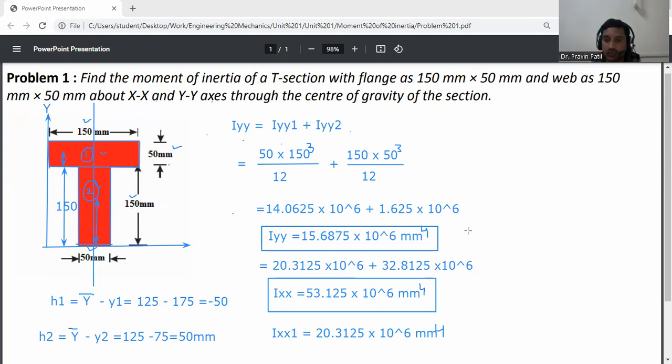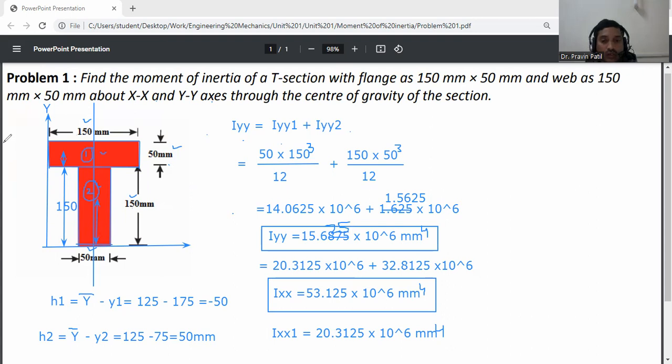I will first check 150 into 50 cube divided by 12. Sorry, this answer is actually 1.5625 into 10 to the power 6. So totally it will be 14.0625 plus 1.5625, so we get 15.625. This answer is 15.625.